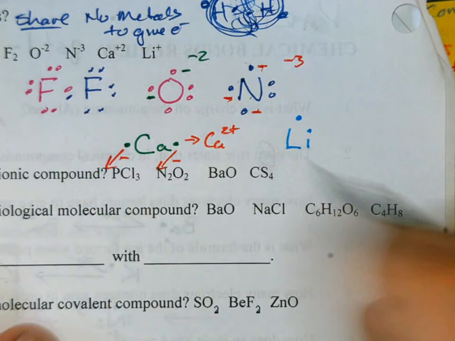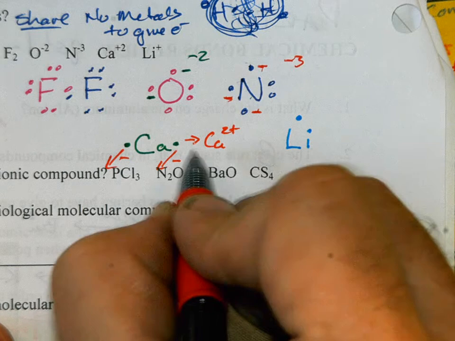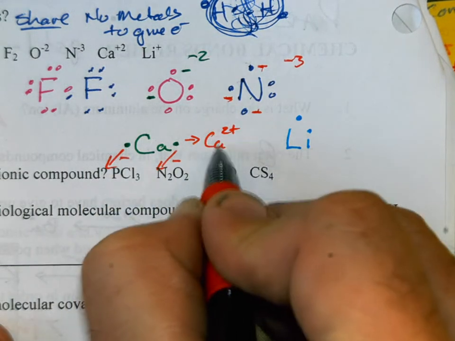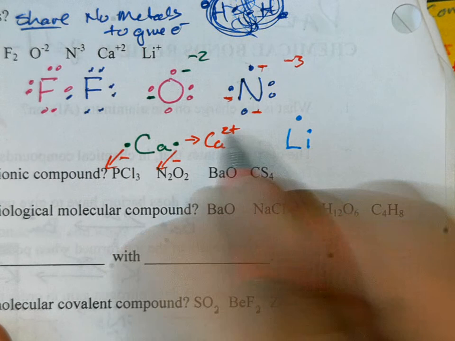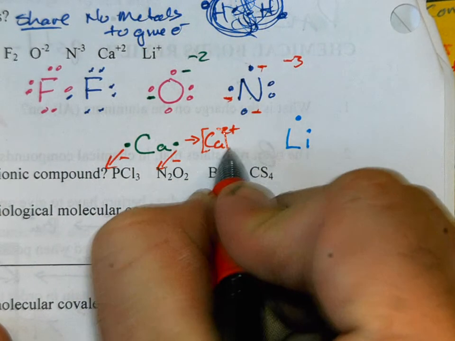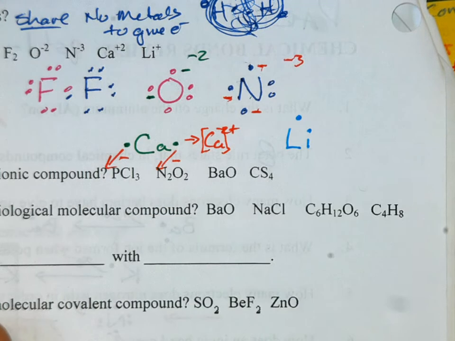Did I draw that? So the Lewis structure, now what we do a lot of times, when we show that we've gotten rid of those, technically you could show calcium 2+ as the Lewis structure, but if we put a bracket around it, the bracket is just saying, hey, we've removed or gained electrons here.